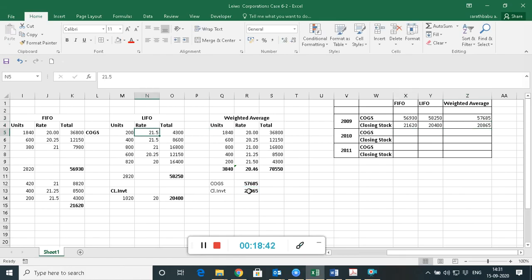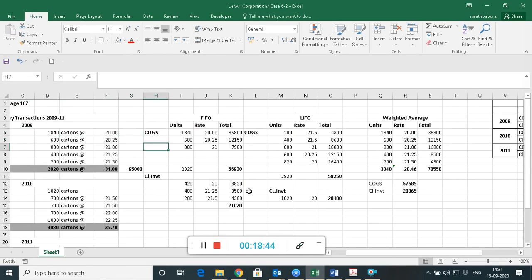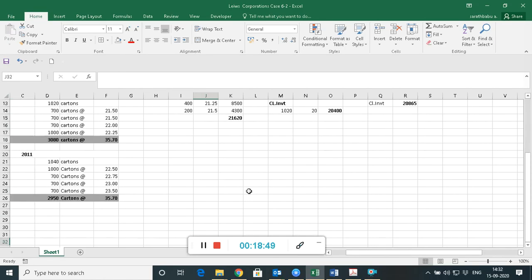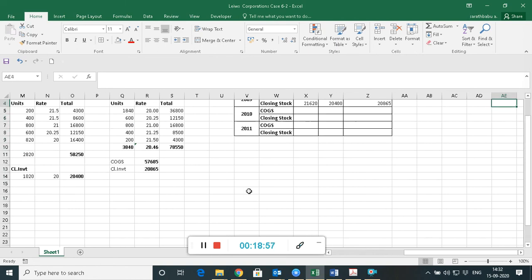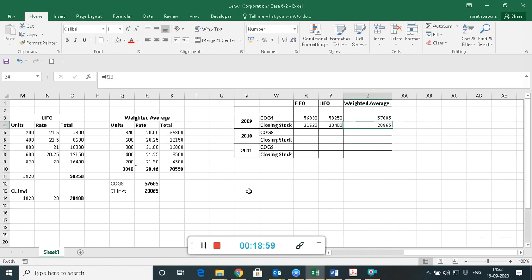I want you to proceed, further extend this Excel sheet and then compute for years 2010 and 11, and I want you to update that summary over here. This area should have been filled, and you need to fill up COGS and closing stock as per the three methods.